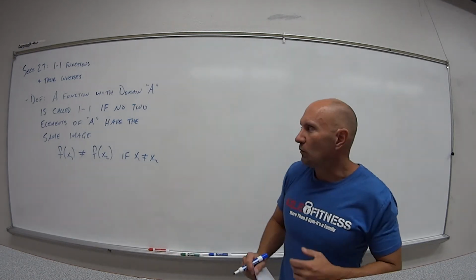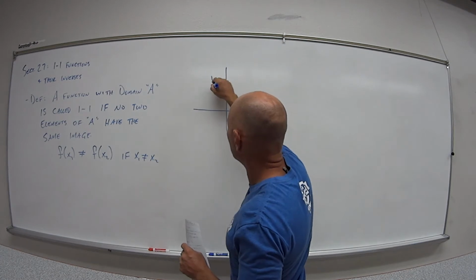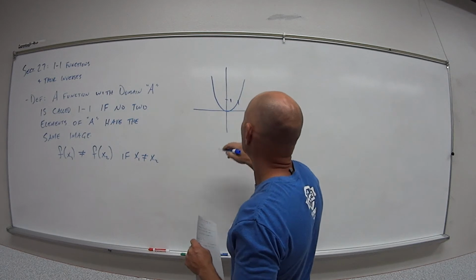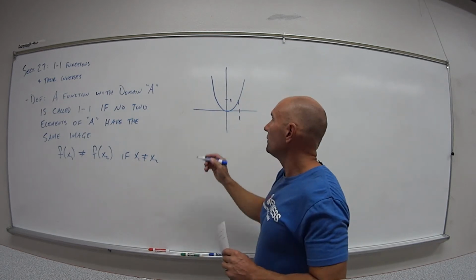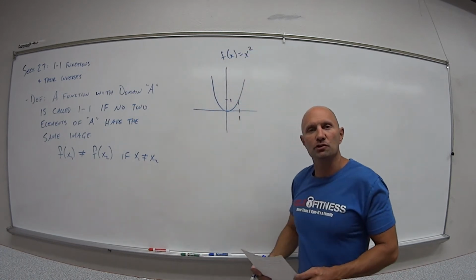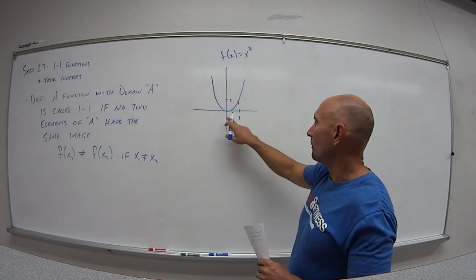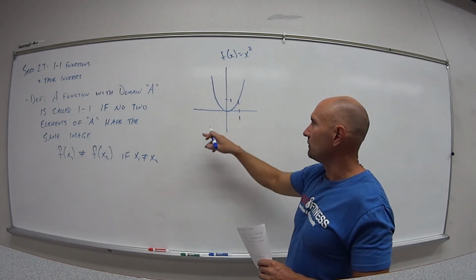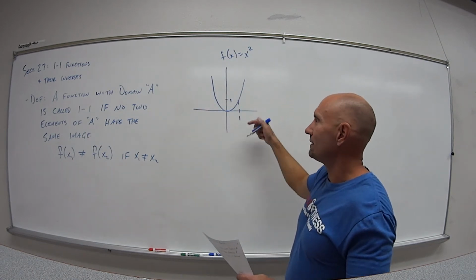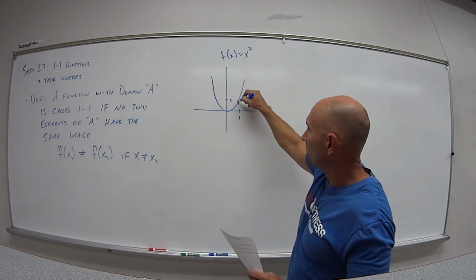So what does this really mean? Well, let's take a look at the parabola. If I have f of x is equal to x squared, that's my equation for a parabola. My domain is all real numbers, negative infinity to positive infinity. That's my domain A. So if I pick an element in A, let's say positive 1, if I square it, that's positive 1. So that gives me the point here.